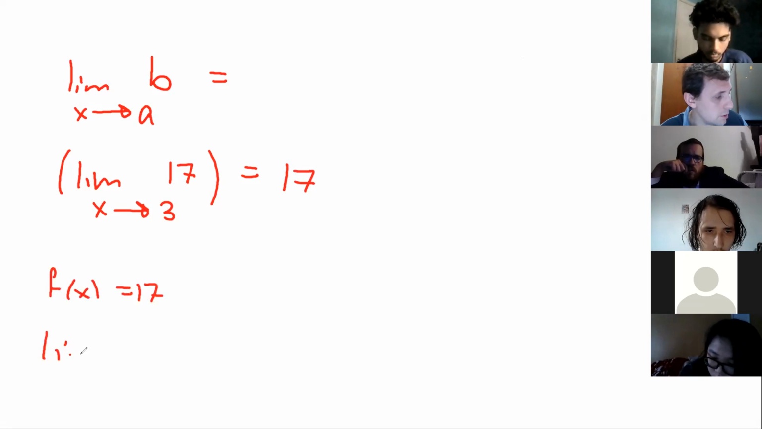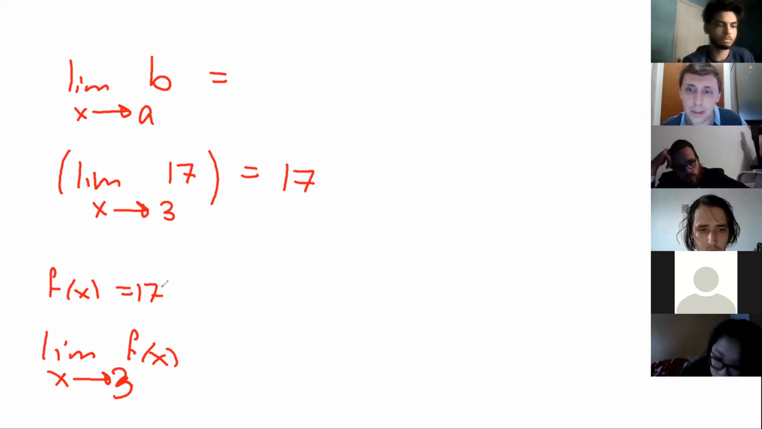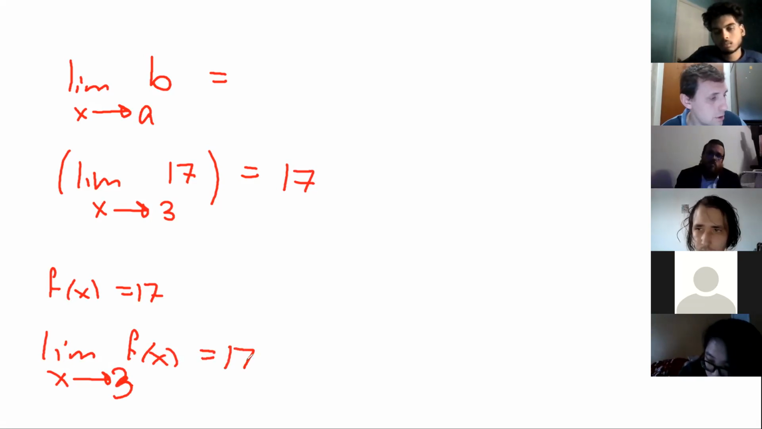So if you take limit as x goes to a of f of x, or as x, I said 3 here, right? As x goes to 3 of f of x, you're plugging numbers close to 3. Not equal to 3, but close to 3. But all numbers that you plug into the function give you 17. So it doesn't matter if you plug a number close to 3 or 3 itself, you're getting 17 all the time. Exactly 17, actually. You understand?